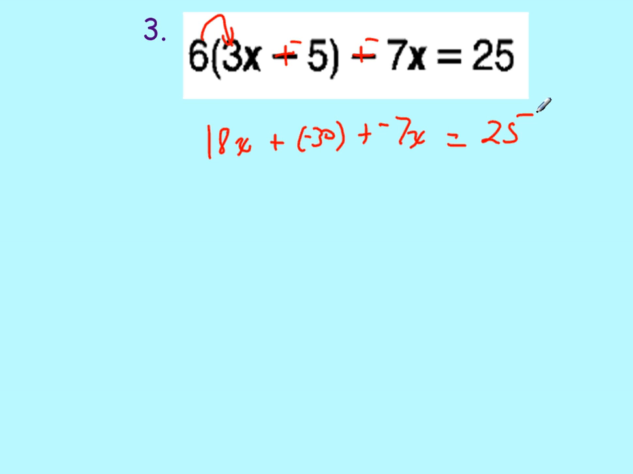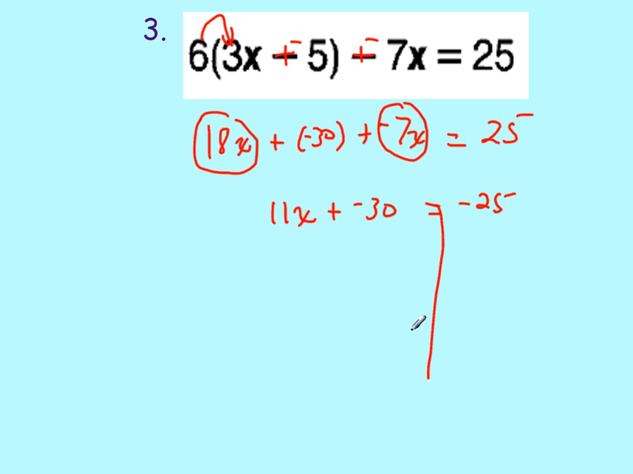Now we check to see if we can combine any terms. And we can. We can combine the 18x and the negative 7x. 18 minus 7 is 11. So we have 11x plus negative 30 equals 25. Now it's a two-step equation. Add 30 to both sides, and we end up with 11x, because these two cancel out.